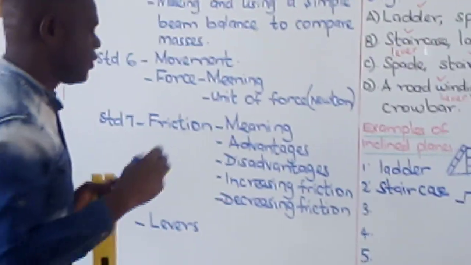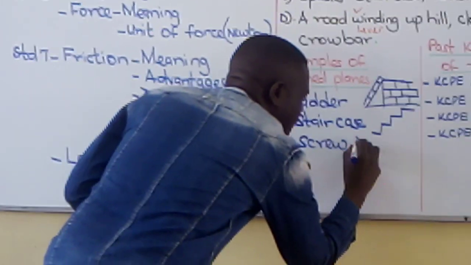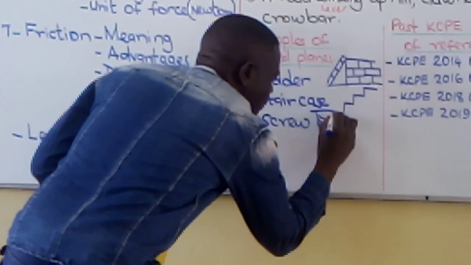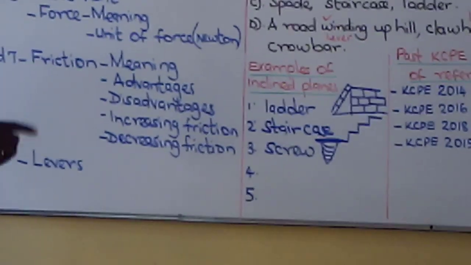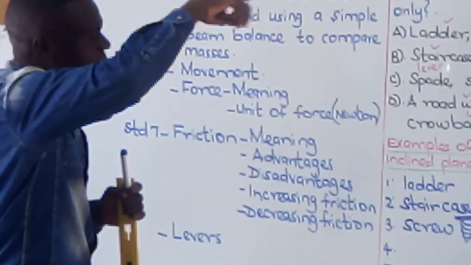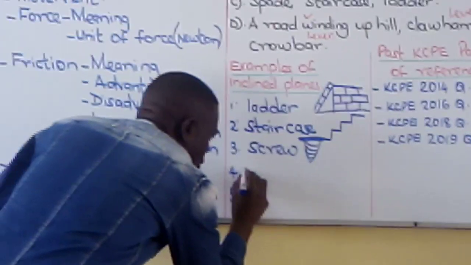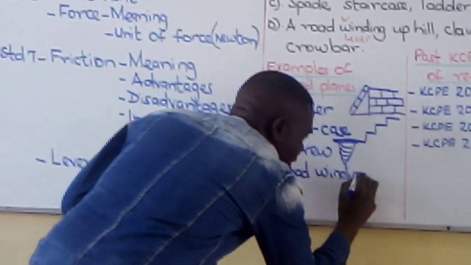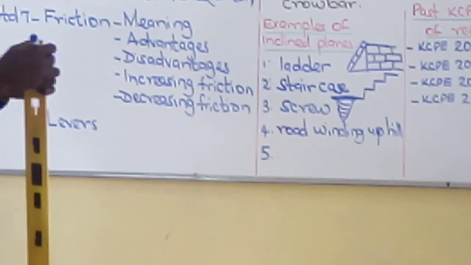A screw. We know screws have threads. They are used to tighten two surfaces. The threads wind up like a road winding up a hill. So another one is a road winding up the hill. That is another example of an inclined plane.